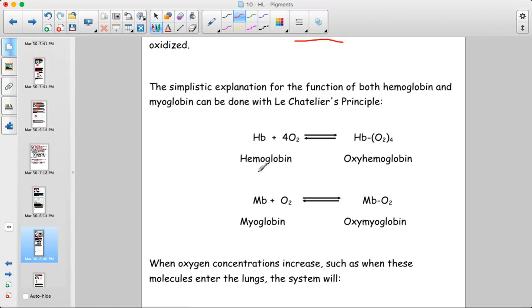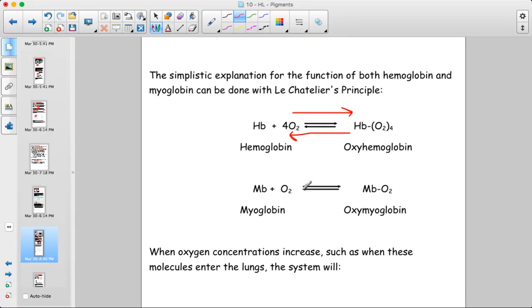It's pretty simple, Le Chatelier's principle, to explain how it works. In environments where there's high concentrations of oxygen, the oxygen is more likely to bind up to the hemoglobin and form oxyhemoglobin, where it's bound reversibly to the hemoglobin. If you enter an area where there's a low concentration of oxygen, then it's more likely to be released to the cells that need it.